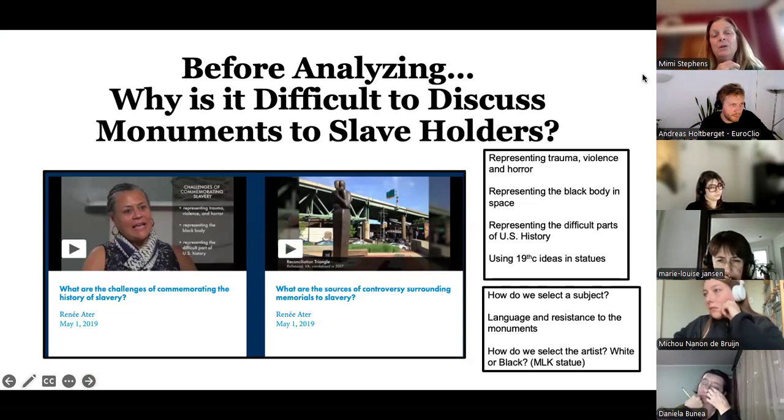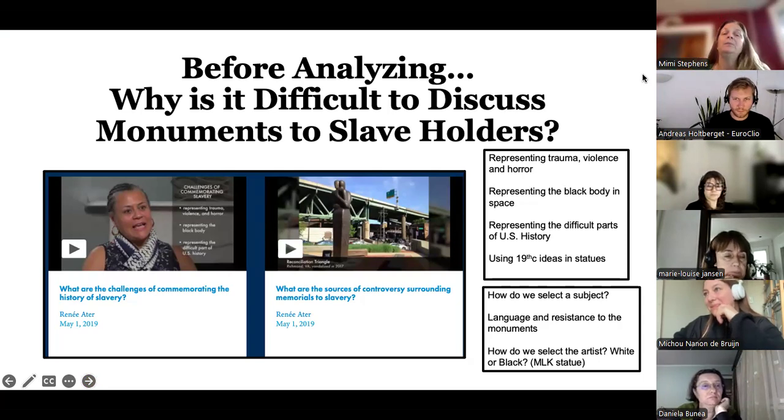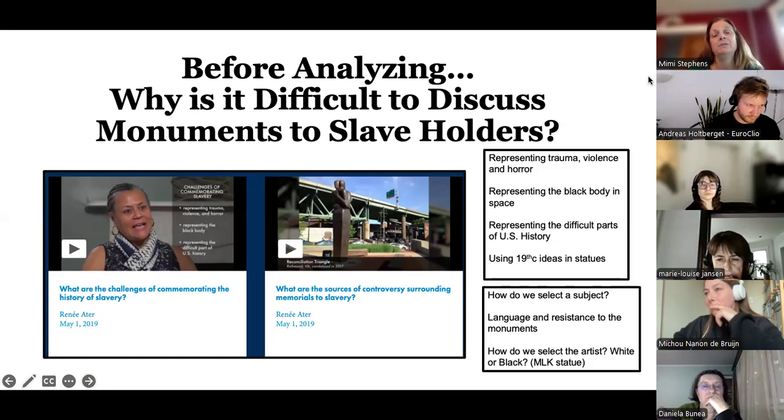Before we talk about how to analyze different monuments, one thing to keep in mind is that if you are going to be showing students Confederate monuments or monuments related to the slave trade, and it doesn't have to be monuments in the States, you may have monuments in Europe related to the slave trade, it's important to set the context about the difficulty around it. She has two short videos, which I'm not going to show because of time, that help frame the discussion for students about why it's difficult to discuss monuments to slaveholders.